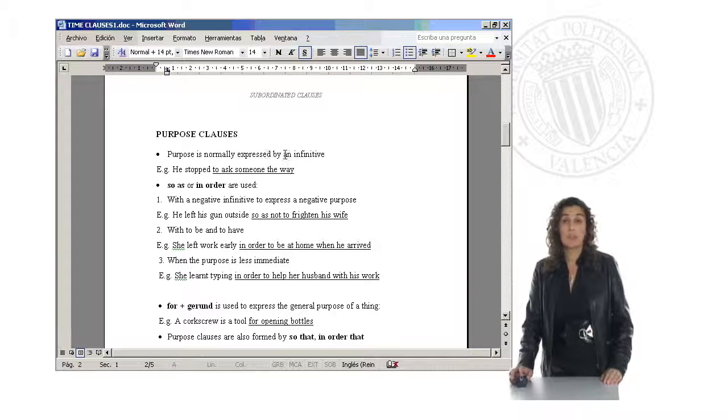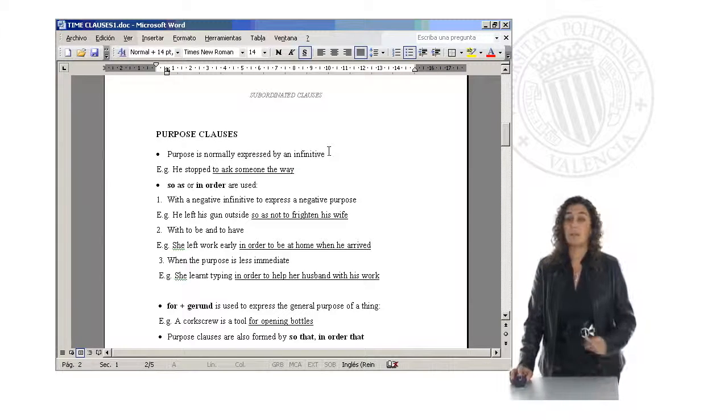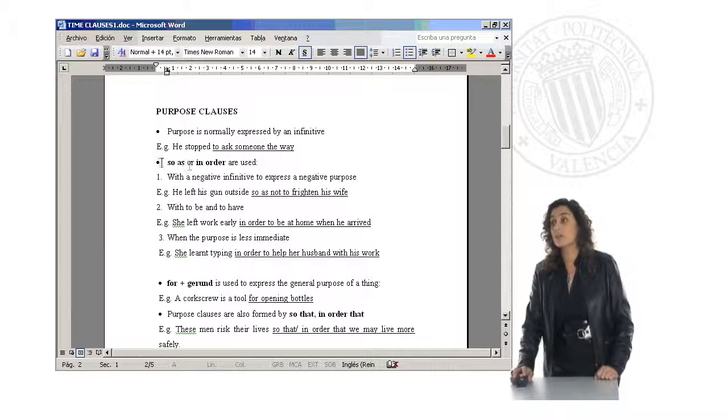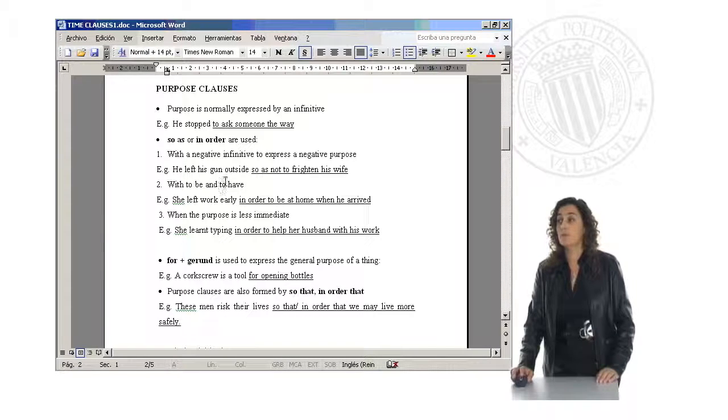Purpose is normally expressed by an infinitive, as you can see in the transparency. For example, he is to ask someone the way. So we don't need a conjunction, but a conjunction is also used. Some of the most used conjunctions are "so as" and "in order". They are used with a negative infinitive to express a negative purpose.